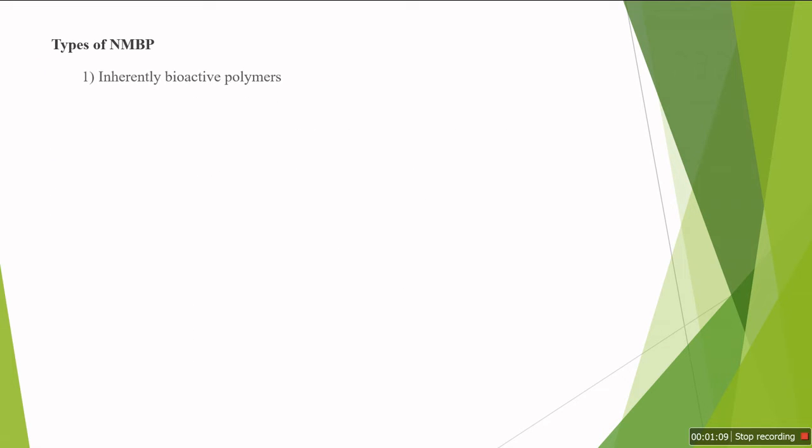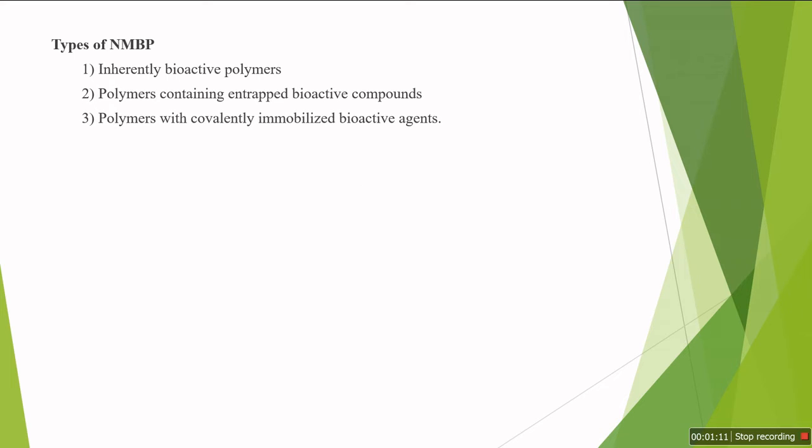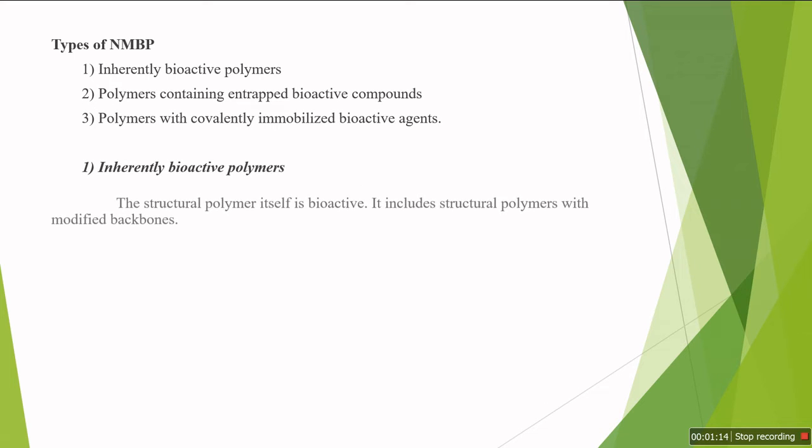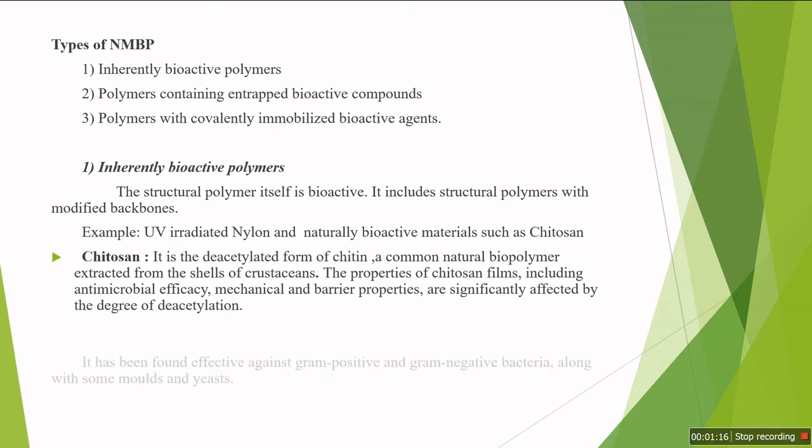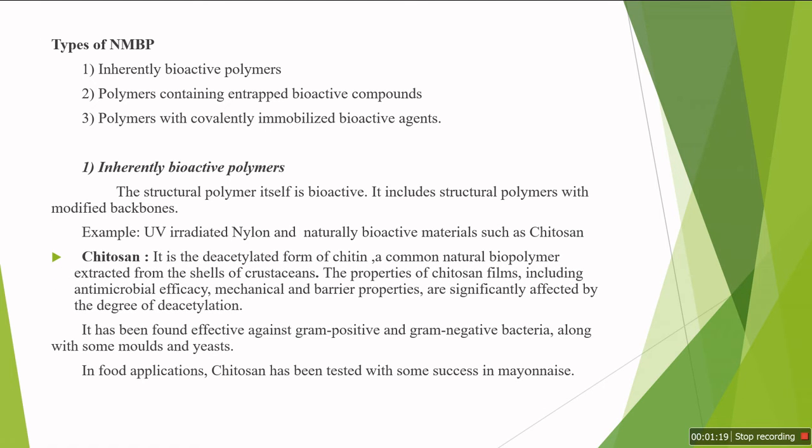Now we will discuss the types of NMBP. The types include first, inherently bioactive polymers, second, polymers containing entrapped bioactive compounds, and third, polymers with covalently immobilized bioactive agents. In the first type, inherently bioactive polymers, the structural polymer itself is bioactive. It includes structural polymers with modified backbones. For example, we can take the case of UV irradiated nylon and naturally bioactive materials such as chitosan.